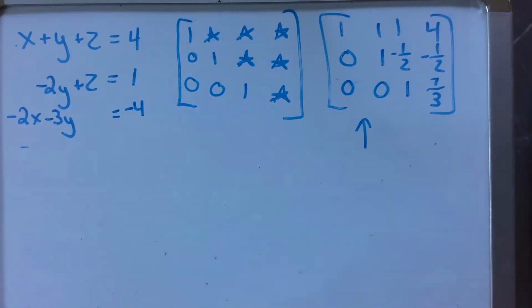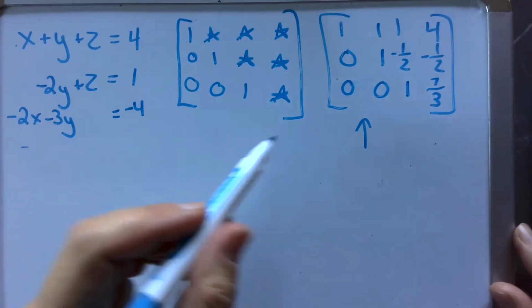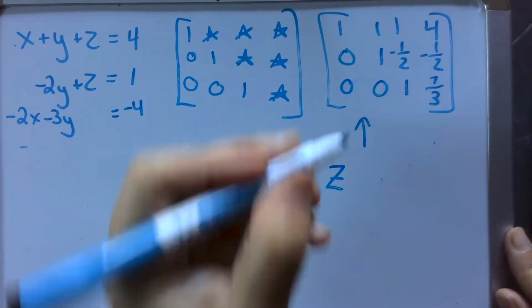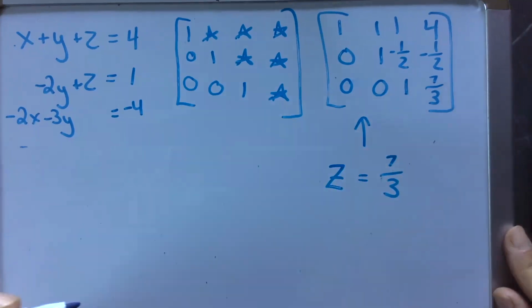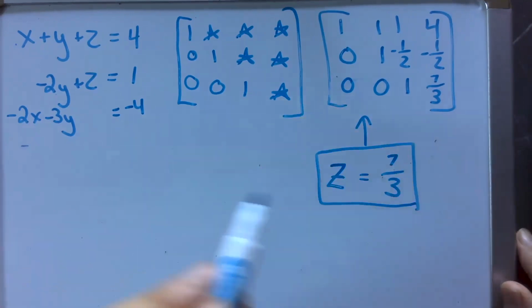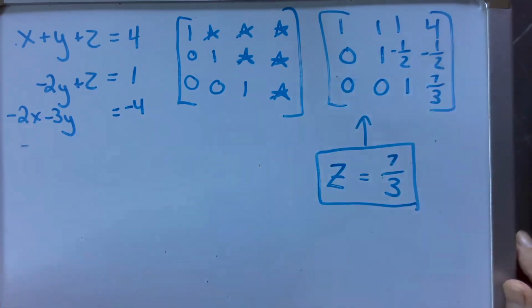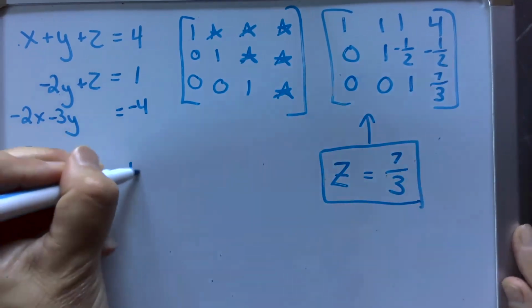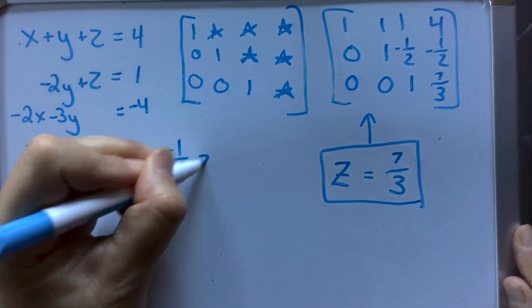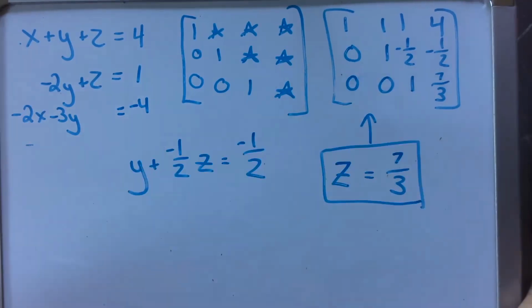So the first thing we've got is this row right here with all the zeros. That essentially tells us that 0x plus 0y plus 1z equals 7/3. We've got our first solution. We're now going to take our second row and write out that equation. So that says that 1y plus -1/2 z equals -1/2.